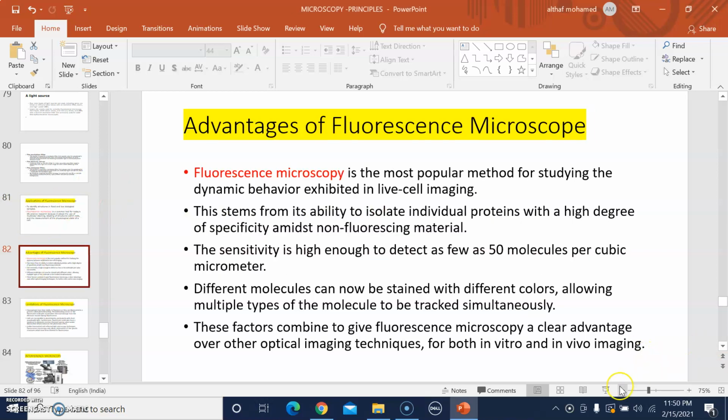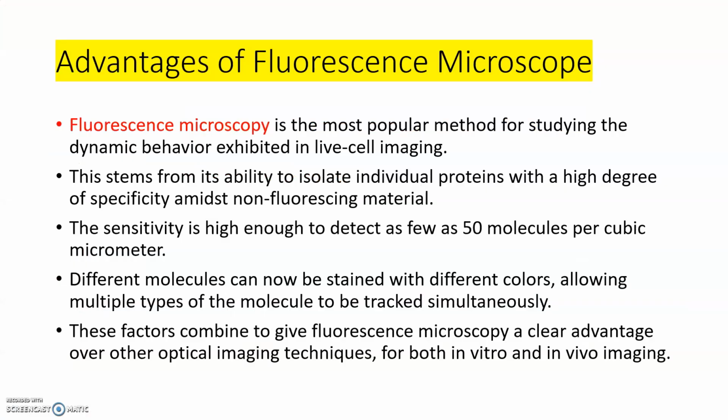Next, the advantages of the fluorescent microscope. This is the most popular method for studying dynamic behavior, which is exhibited in live cell imaging. So it helps to study the dynamic behavior of a cell. This stems from its ability to isolate individual proteins with a high degree of specificity amidst non-fluorescing material. So it helps to isolate individual proteins.